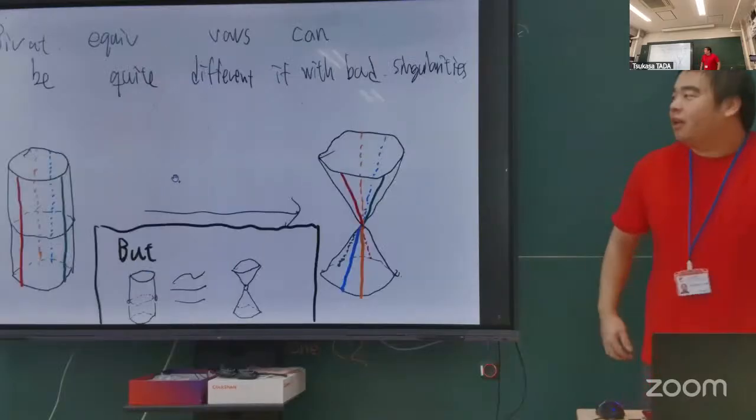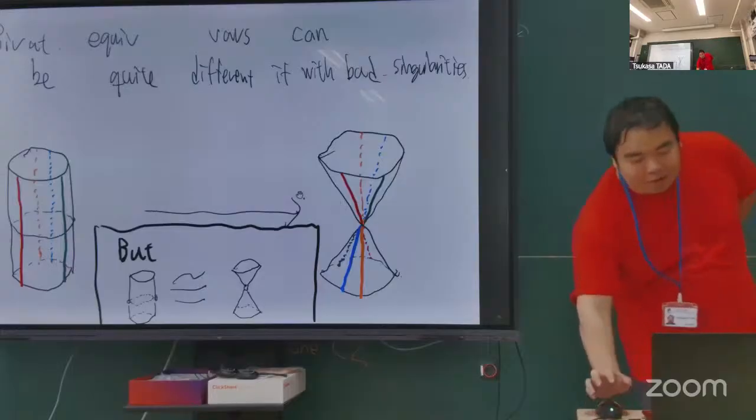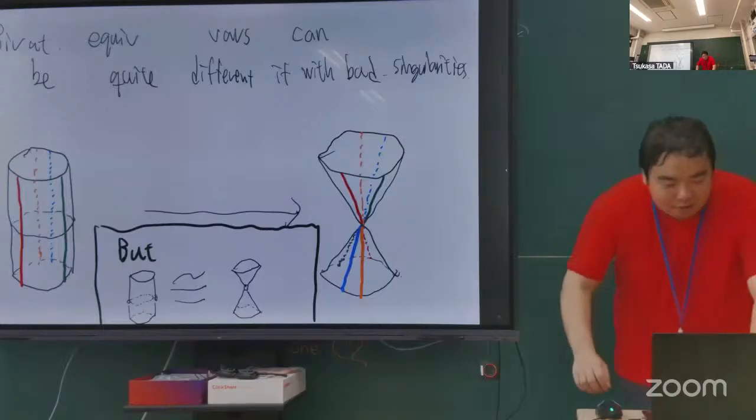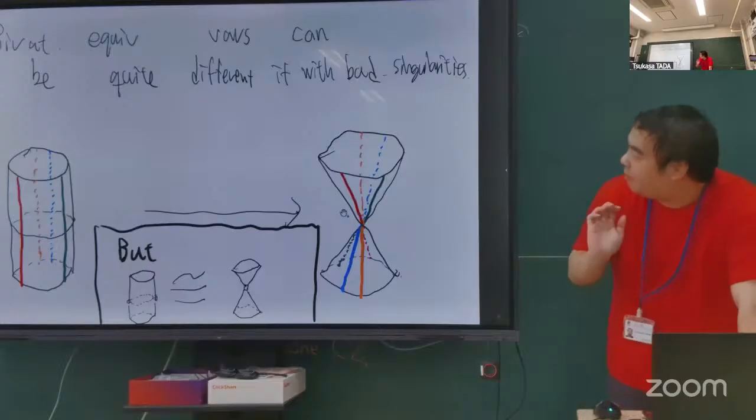Okay, if we have bad singularities, there may be something that globally looks very different, but they are still birational. For example, a cylinder and a cone look very different, right?